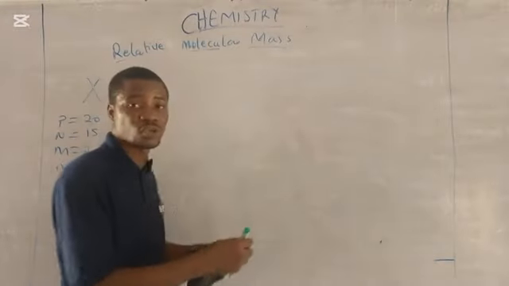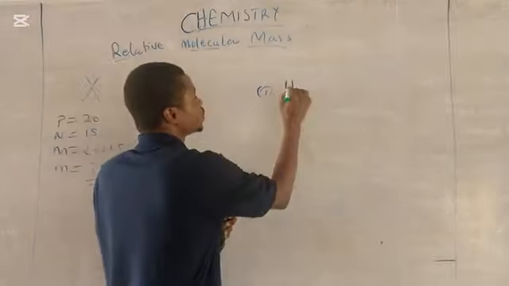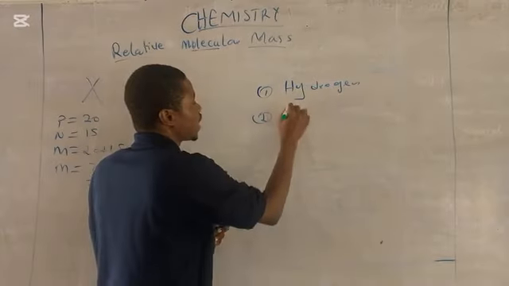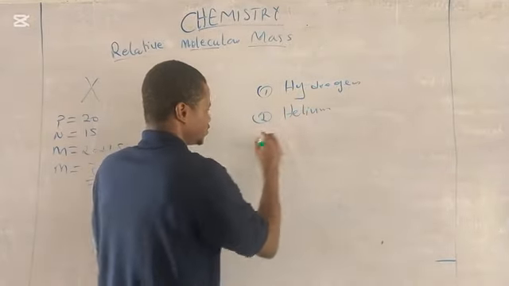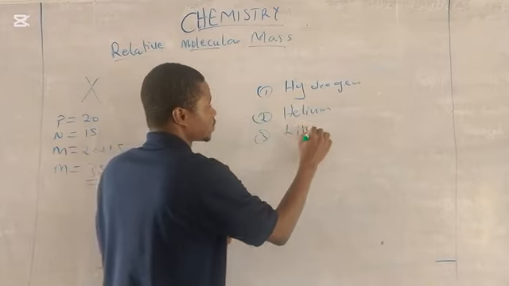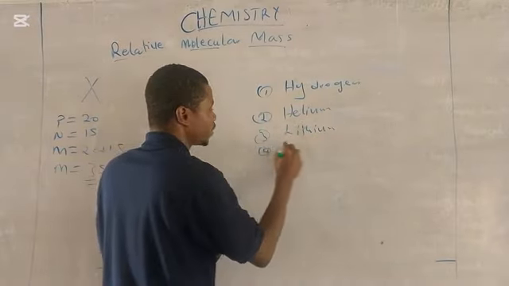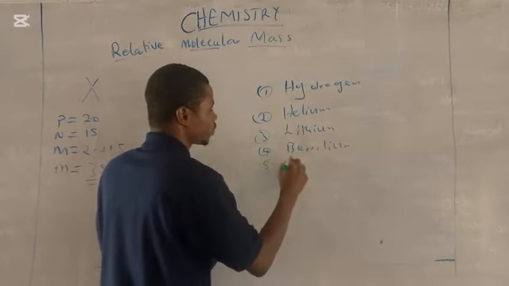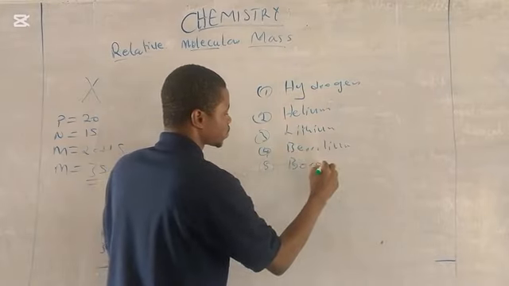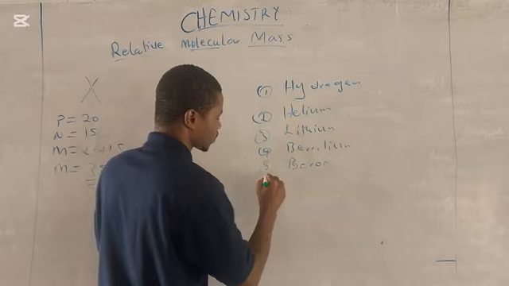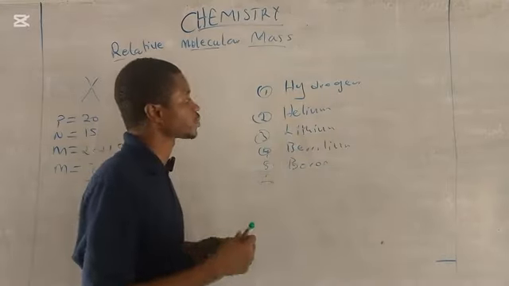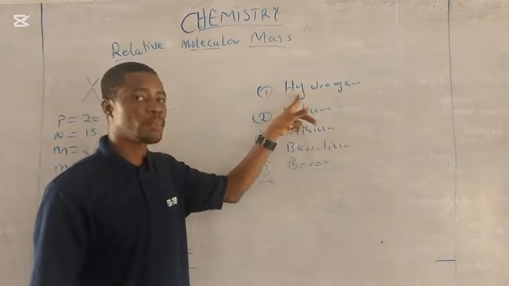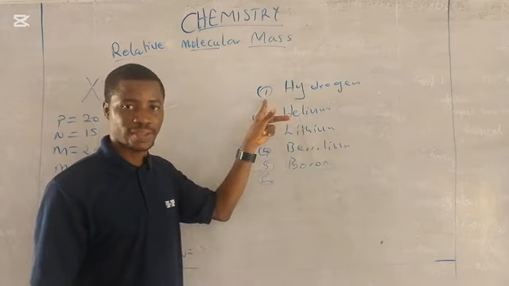For instance, if you are listing the first 20 elements, number 1 is hydrogen. Number 2 is helium. 3, you have lithium. 4, you have beryllium. 5, you have boron. 6, like that. Now look at this. You see this number 1, hydrogen. That's the atomic number of hydrogen. It is 1 because it is number 1 here.